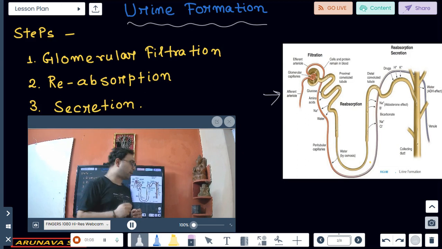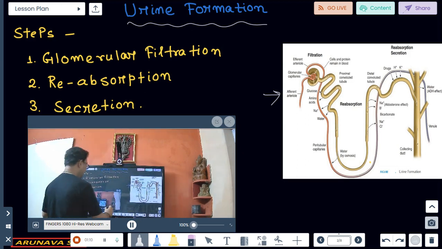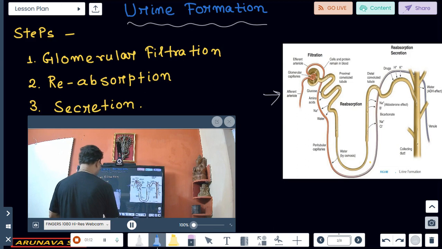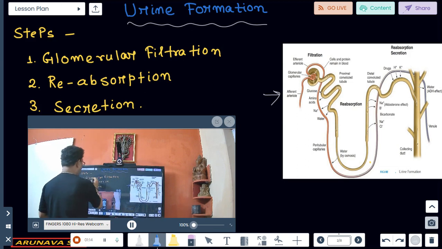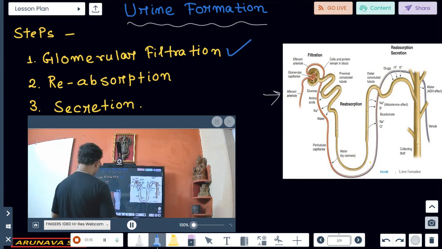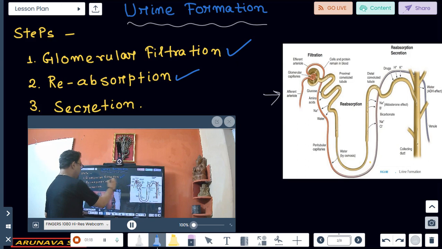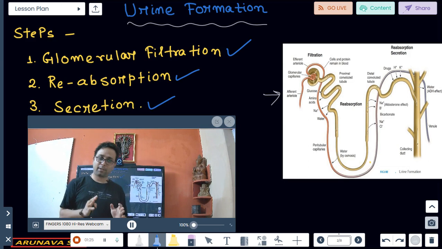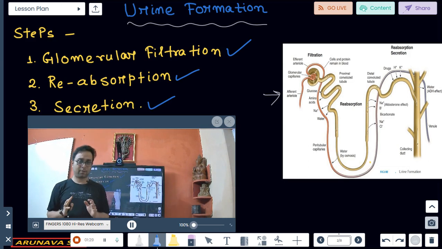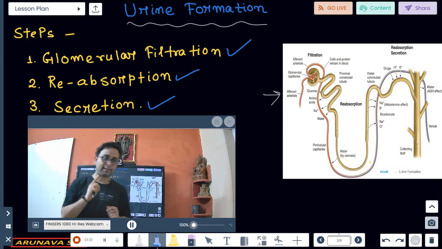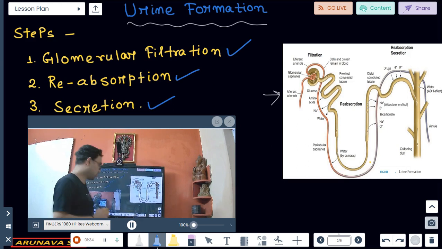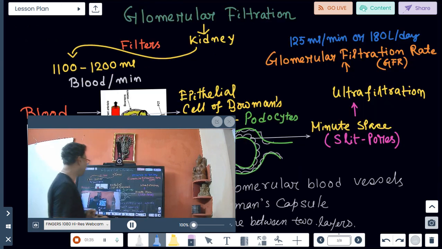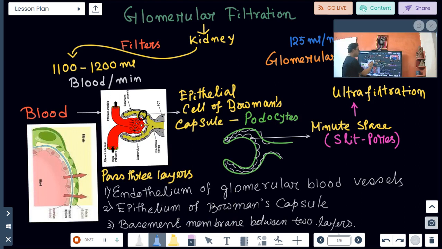Number one, it is the glomerular filtration. Number two, the reabsorption. And number three, the secretion. All these 3 steps happen inside the nephron. But how does it happen? Now, one by one, we will discuss this topic. So now we go to the first topic, that is the glomerular filtration.